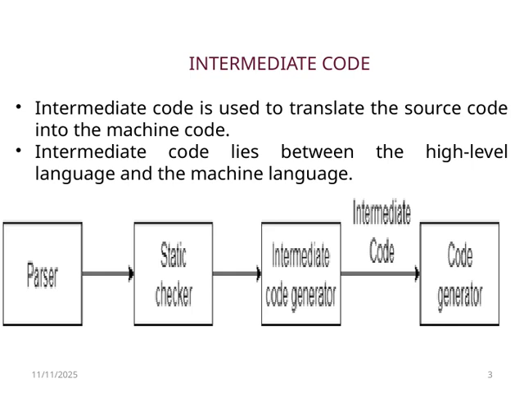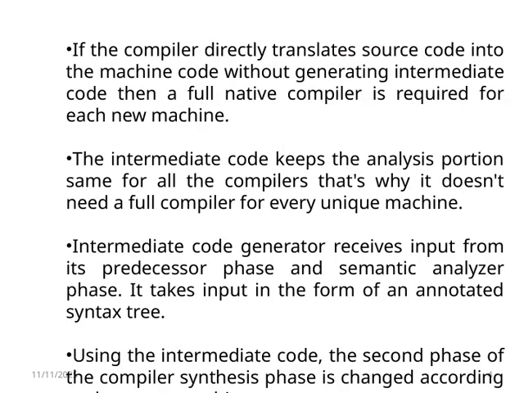This concept is essential because it helps improve the overall performance and portability of programs, aligning with our goal of understanding how computers process instructions behind the scenes. On this slide, we're looking at what happens if the compiler translates source code directly into machine code without generating any intermediate code. In that case, you'd need a full native compiler for each new machine architecture, which can be quite inefficient and cumbersome.